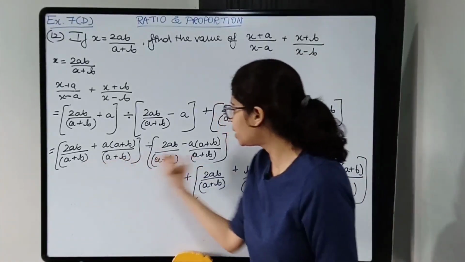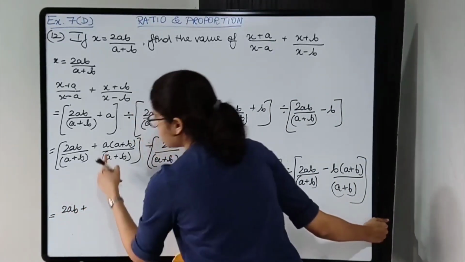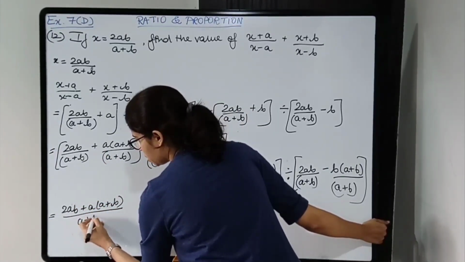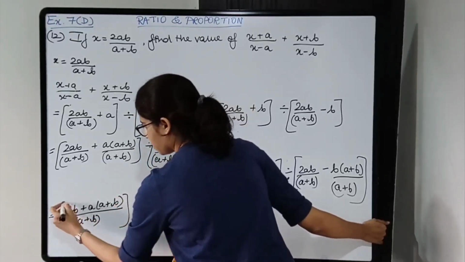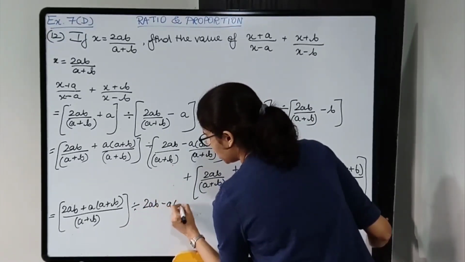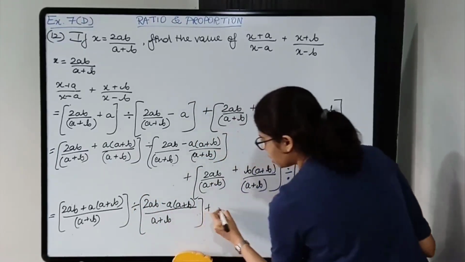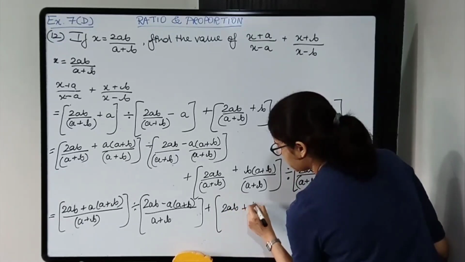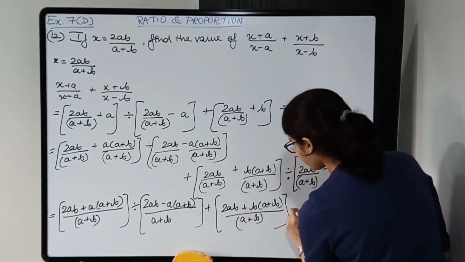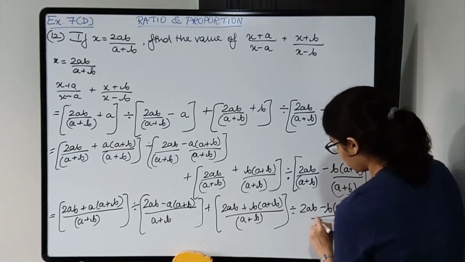Okay, the common denominator will be the same for all. So we'll get 2ab plus a into a plus b upon a plus b, divided by 2ab minus a into a plus b upon a plus b, plus 2ab plus b into a plus b upon a plus b, divided by 2ab minus b into a plus b upon a plus b.